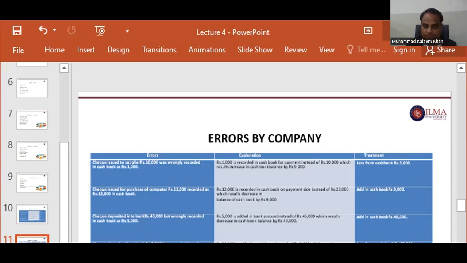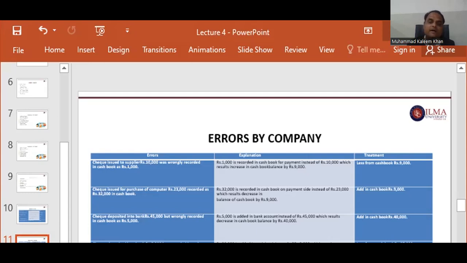Direct deposit by customer. Direct deposit by customer of rupees 4,000 was recorded in the cash column of the cash book. Direct deposit should have been recorded in the bank column of the cash book. This error reduces the cash book bank column balance by rupees 4,000. So add to the cash book rupees 4,000.